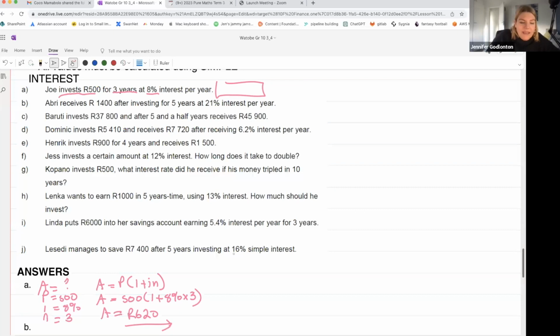Oh, the IN, you can write I times N, but remember when two variables are next to each other, like if I have XY, or if I have 4X, that means 4 times X. So you can just write IN, same as I times N.